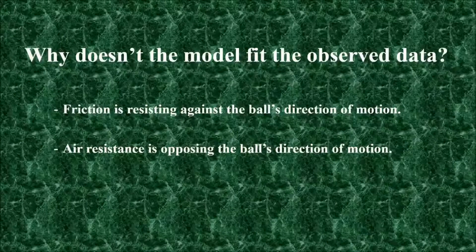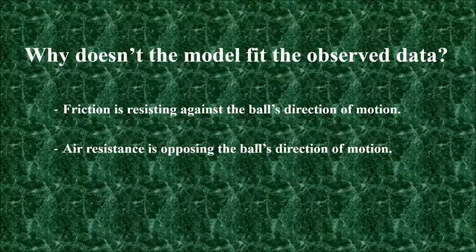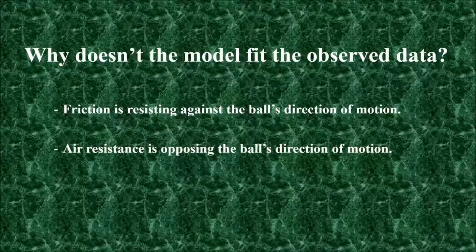Two possible explanations on why the model doesn't fit the observed data are friction and air resistance. Friction on the ground opposes the ball's direction of motion, and the air molecules also oppose the ball's direction of motion. These two combined cause a net force that is opposing the ball's direction of motion, which means that the net force is not actually zero.